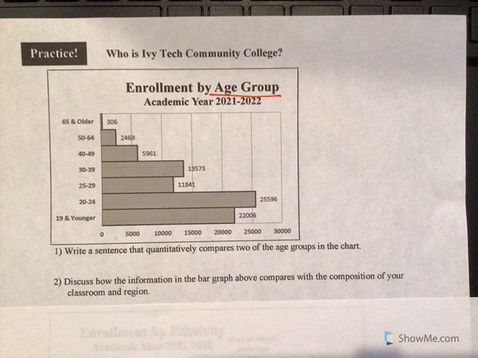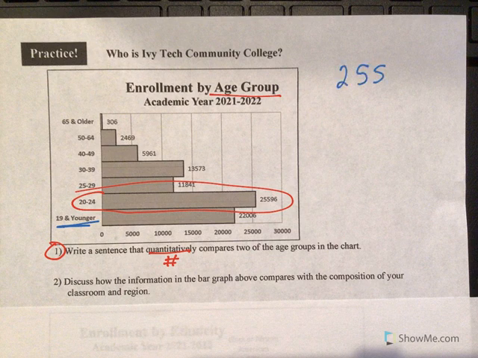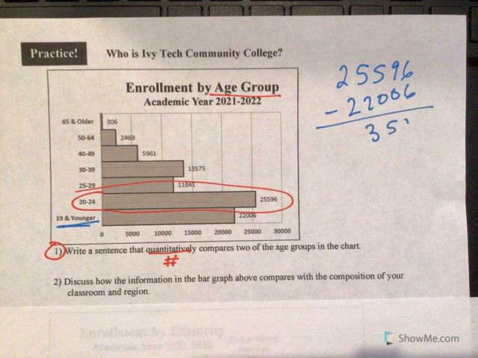But anyway, write a sentence that quantitatively compares two of the age groups in the chart. One thing I want to remind you is that quantitatively means numbers. Use numbers to talk about this. We can use any two groups that we want, but I want to use the biggest, which is 20 to 24, and compare that to 19 and younger. If I compare those two, let's subtract: 25,596 minus 22,006, and I get 3,590.